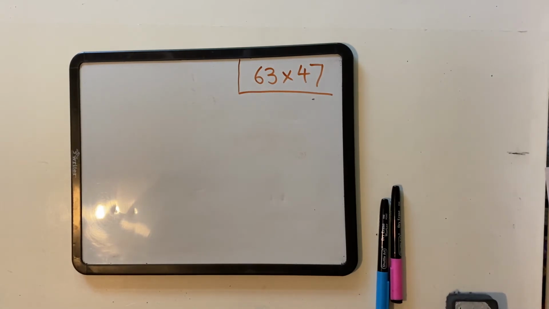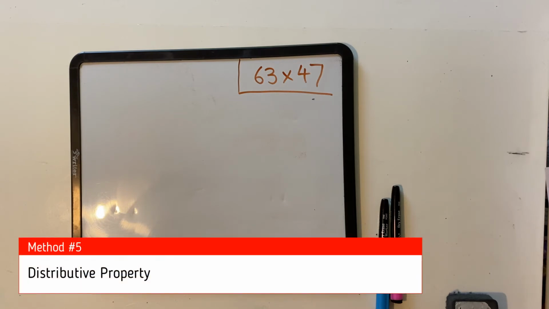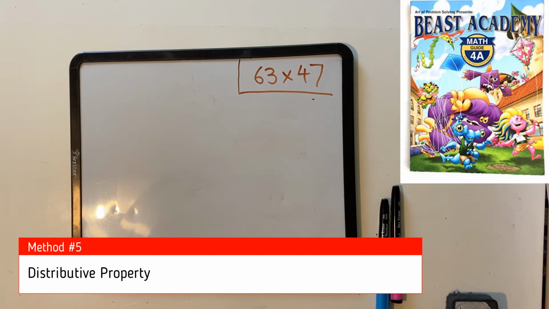There's also the distributive property way of doing it, and I'm not sure who this would be useful for unless you know algebra. And if you know algebra, I suspect you already know how to multiply, but I'm going to include it here because this is taught in Beast Academy Level 4. If you remember my video about Beast Academy, it's a curriculum for gifted maths students. So if this applies to your child, feel free to click on the link for more information about that program.